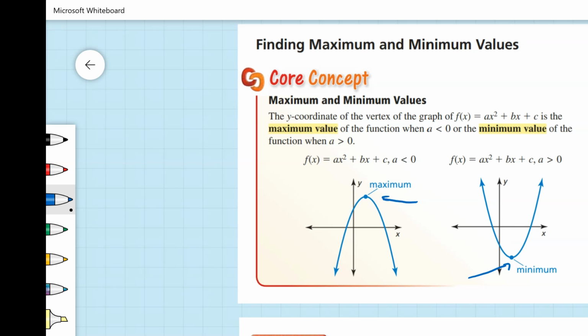So looking at this first one, tell whether the function f of x equals negative 4x squared minus 24x minus 19 has a minimum value or a maximum value. So we know, looking at it, it says A is negative 4. So we know that our parabola will have this type of shape, meaning it will have a maximum. So this will have a maximum.